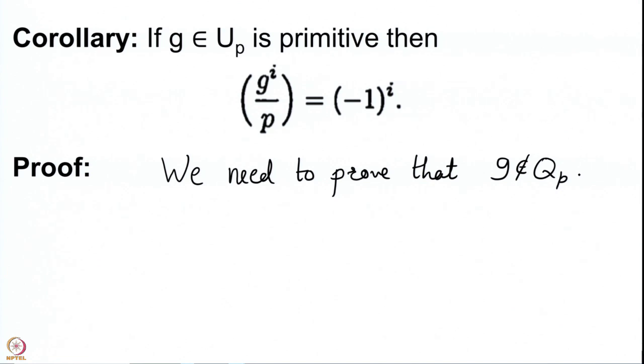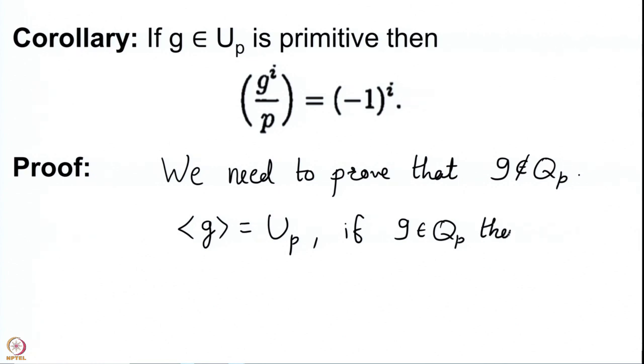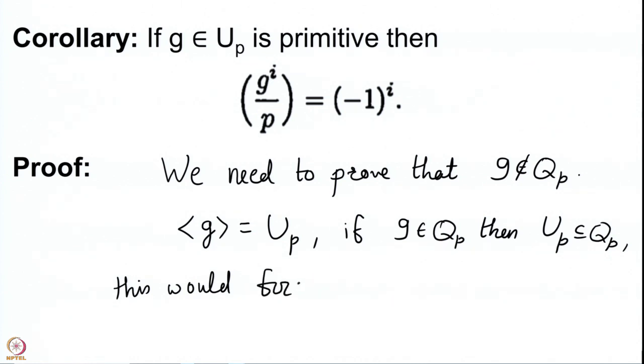But this is quite clear because the group generated by G is the group UP. If your G was sitting in QP, then the whole UP will be sitting in QP. But QP is also a subset of UP. So, this would force UP equal to QP. But this is a contradiction by the computation of the order of QP that we have seen earlier.